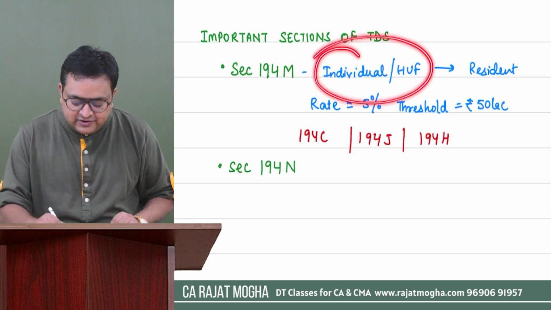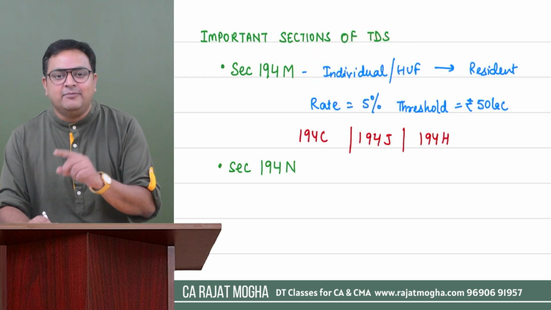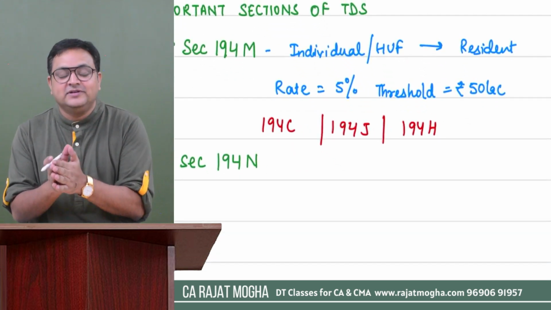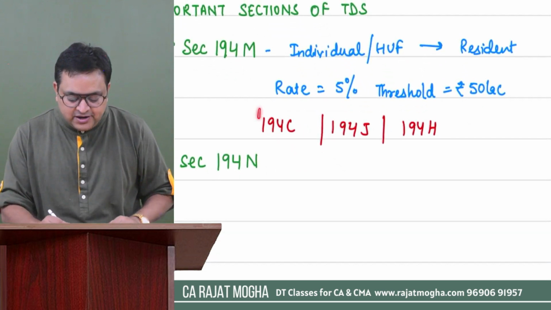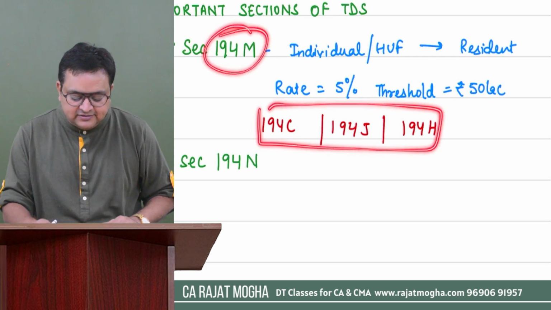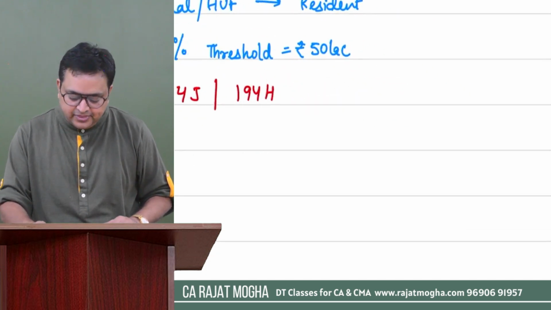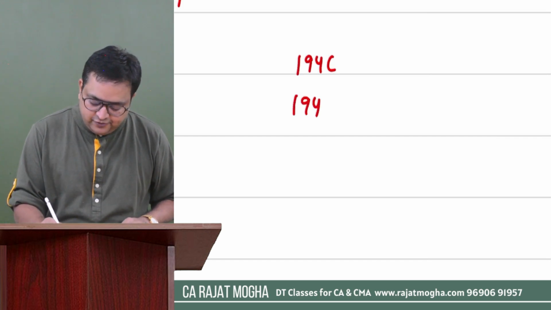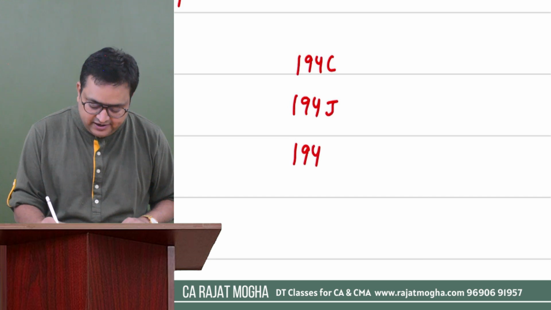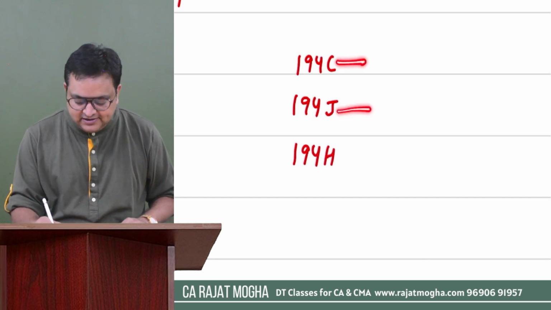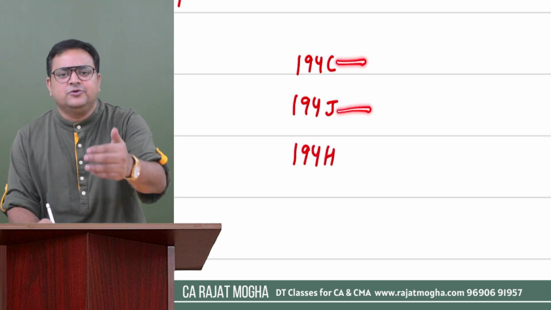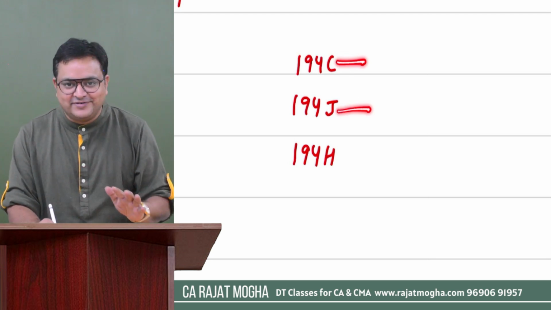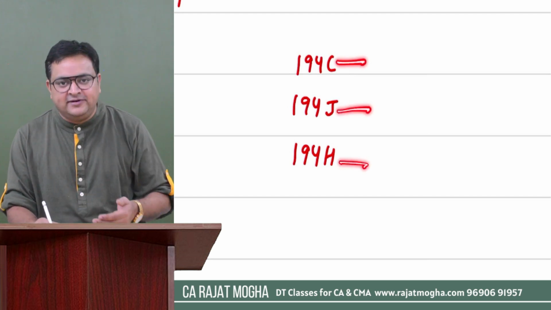So only those individuals and HUF are covered over here who are not liable to deduct TDS under these three sections. Now the question is how you would differentiate whether we have to deduct TDS under these sections or under section 194M. See, this is very simple. If I tell you about 194C, 194J and 194H: C is for contract, J covers technical services, professional services, royalty, non-compete fees, and director fees. But as of now, we are concerned with professional services. 194H covers commission and brokerage.